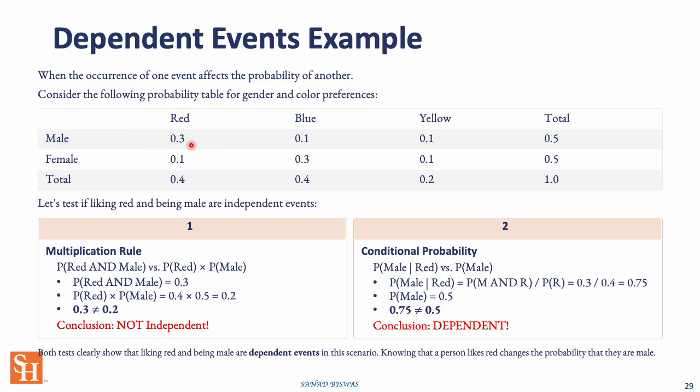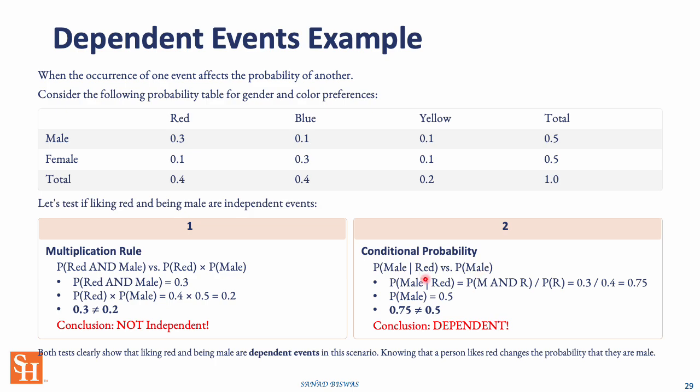Now let's use a different table, and from this table try to see whether liking red and being male are independent events or not. Here the probability of red and male is 0.3, the probability of red is 0.4, and the probability of male is 0.5. So the multiplication of the probability of red times the probability of male is 0.2. In that case we can see that the probability of red and male is not equal to the probability of red times the probability of male, right? Therefore these two are not independent events.